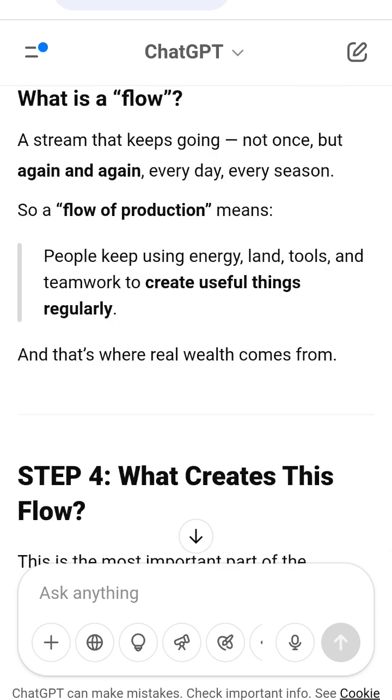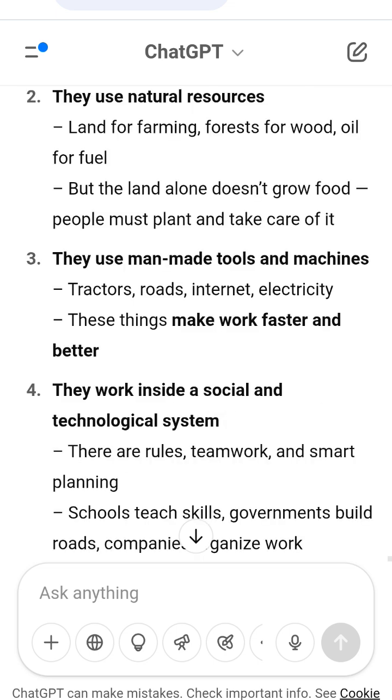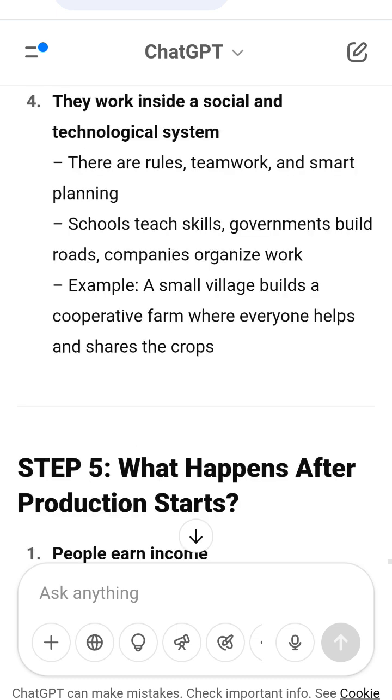Example 2. Democratic Republic of Congo. Congo has tons of natural wealth, gold, diamonds, forests, but it has poor infrastructure and systems. People can't use resources to produce. Congo remains one of the poorest countries.